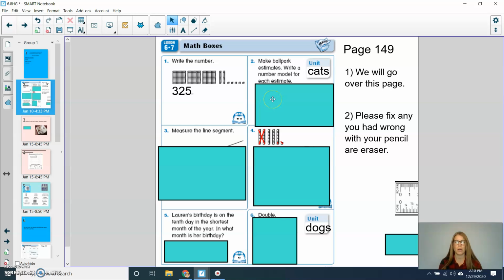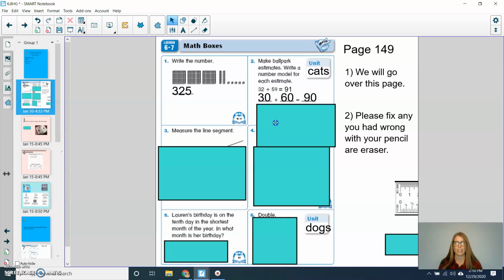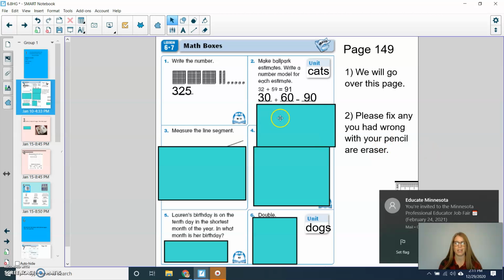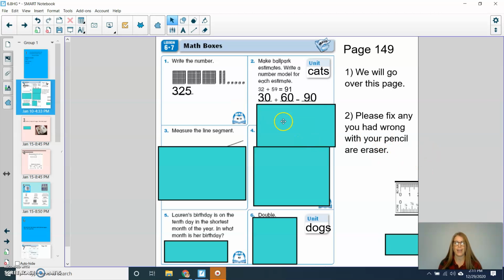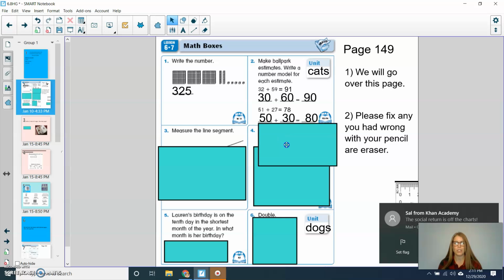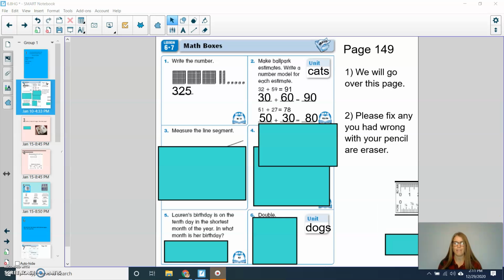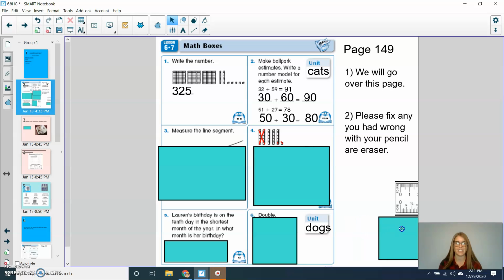For question 2, make ballpark estimates and write a number model for each estimate. I also plugged in the actual answer just in case you did too. So 32 rounds to 30, 59 rounds to 60, 30 plus 60 equals 90, and the actual answer would have been 91, so very close to our ballpark estimate. For our second question, we have 51, which rounds to 50, and 27 rounds to 30. 50 plus 30 equals 80, which is again very close to our actual answer of 78.